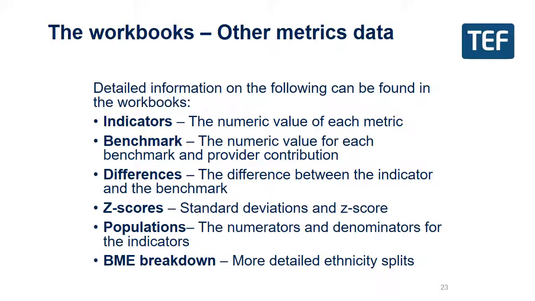The populations tab shows the numerators and denominators for core and split metrics, and then the BME breakdown tab breaks down outcomes by ethnicity in a more detailed way than just white or BME. The first 5 of these tabs are very similar and should give you a very detailed sense of what is going on at a provider.